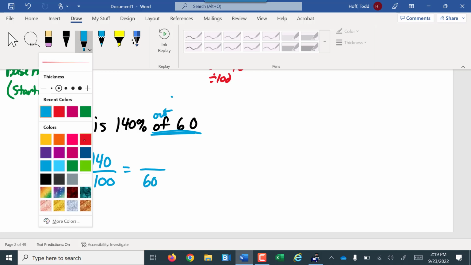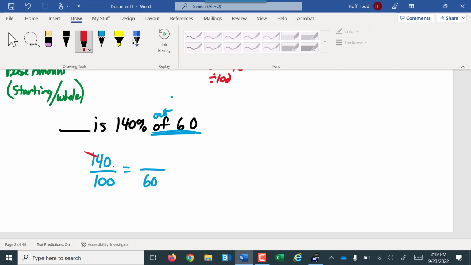What do we multiply? 140 times 60, which is 8,400. And then divide by the 100 to get 84. So 84 is 140% of 60. So you can see there, because the percent was bigger than 100, that portion of interest was bigger than the base amount.